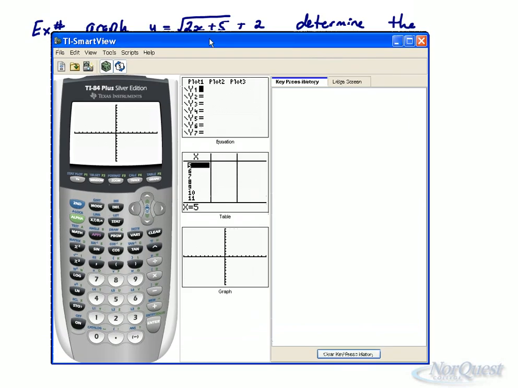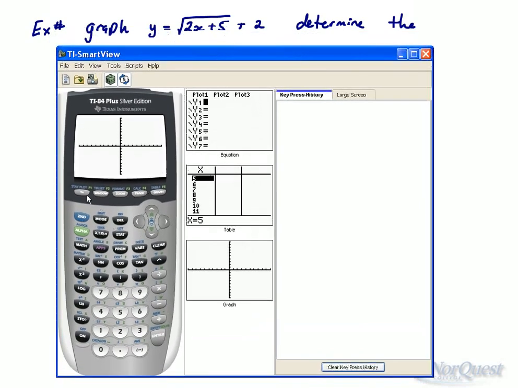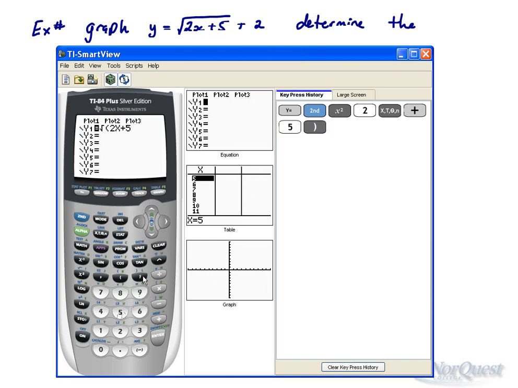So first thing we'll do, press your y equals button, and we'll enter in the equation. You have the root symbol, which is just above the x squared, so since it's in blue, we'll go second function x squared. Put the 2x plus 5 inside brackets, because we're taking the square root of the whole thing. So that whole expression we take the square root of, and then add 2 on the function.